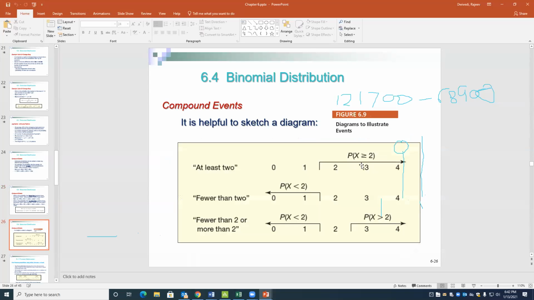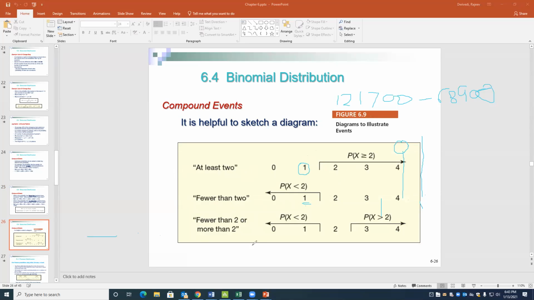So this slide is most important. If you understand this slide, I think like 25% of problems are solved. At least 2 means it includes 2, so you are going to put x value 1 and subtract from 1. Fewer than 2 means you are going to, again in this case, put x value 1, because fewer than 2 is 1, and you are not going to subtract.